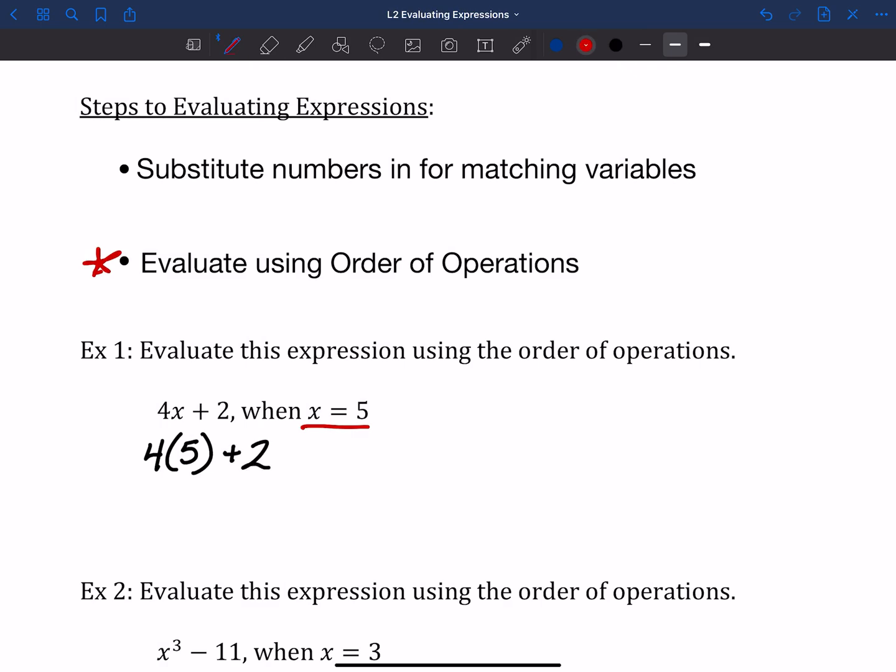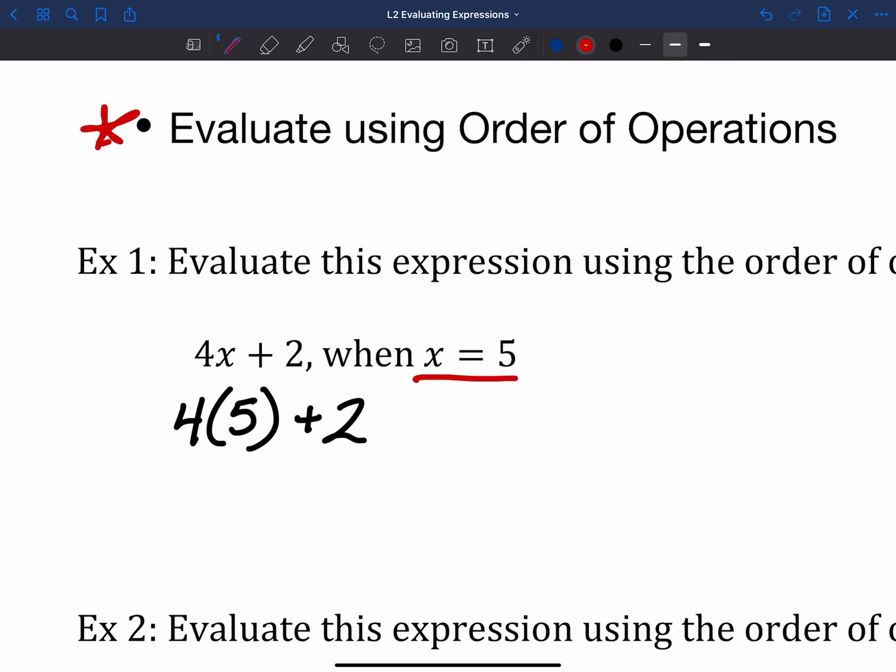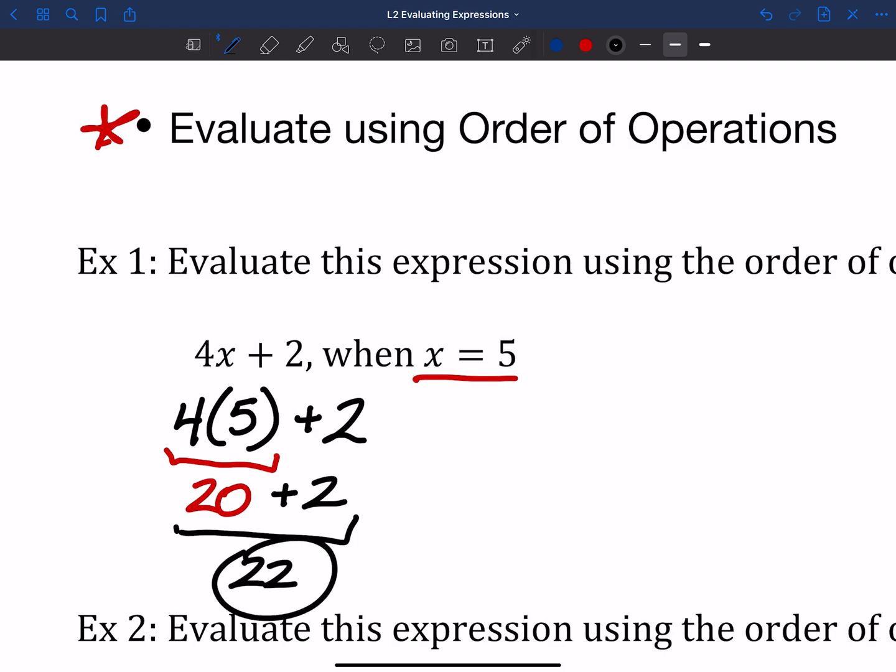Just like on the last bit, order of operations tells me that I should be doing this multiplication first. So 4 times 5 is going to give me 20. And then add that 2. It's going to give me 22. Not too bad. Easy peasy.